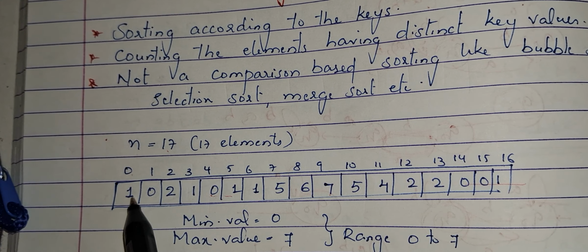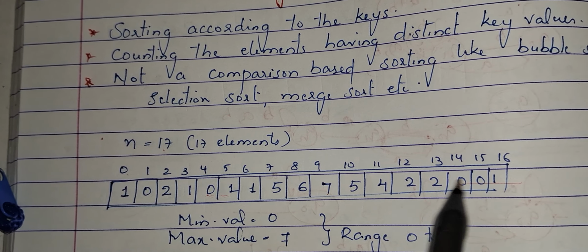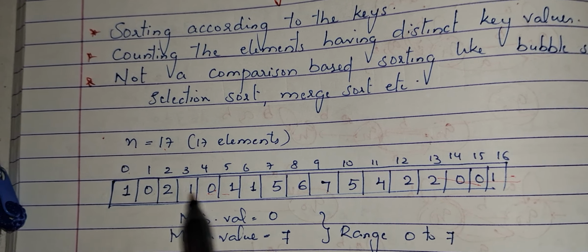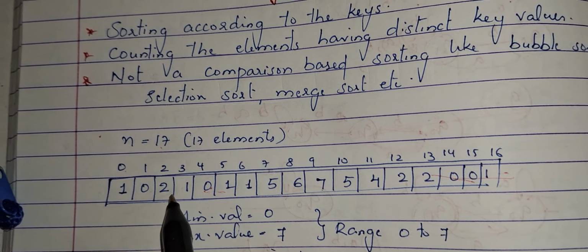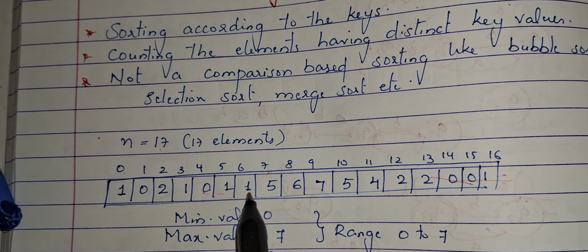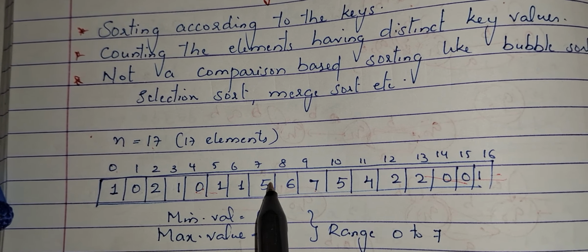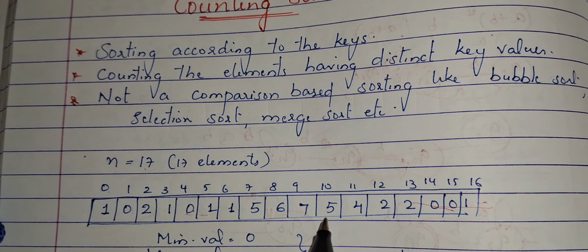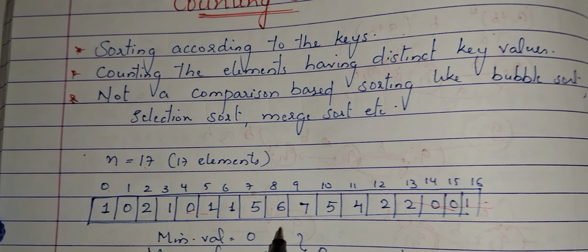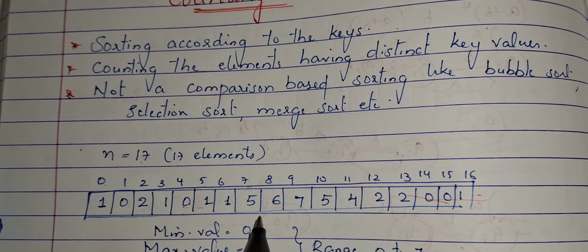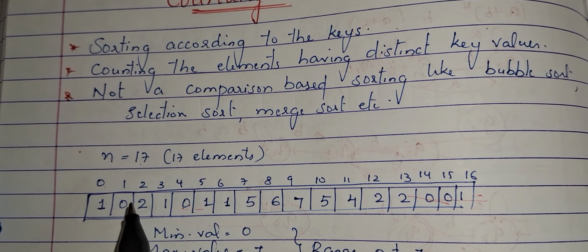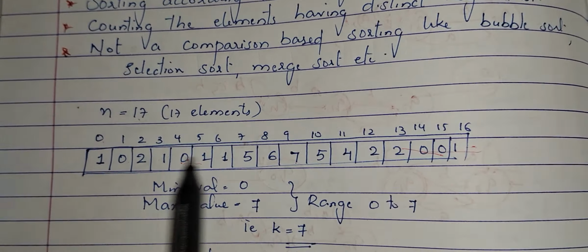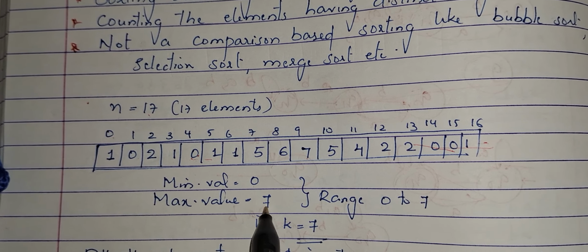Here 1 is repeating 2, 3, 4, 5 times. Here 0 is repeating how many times? 4 times, like that. So we are counting how many times each and every element in the array is repeating. In order to perform counting sort, you should create a count array. We need to enter how many times each array element is repeating in the count array.